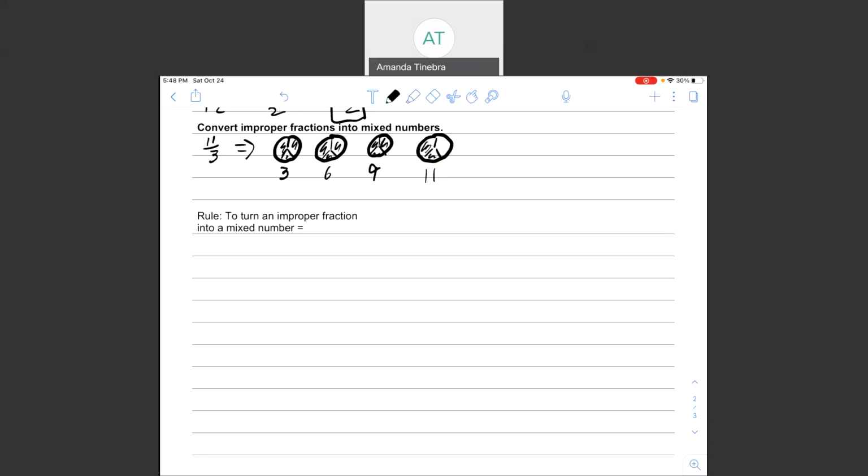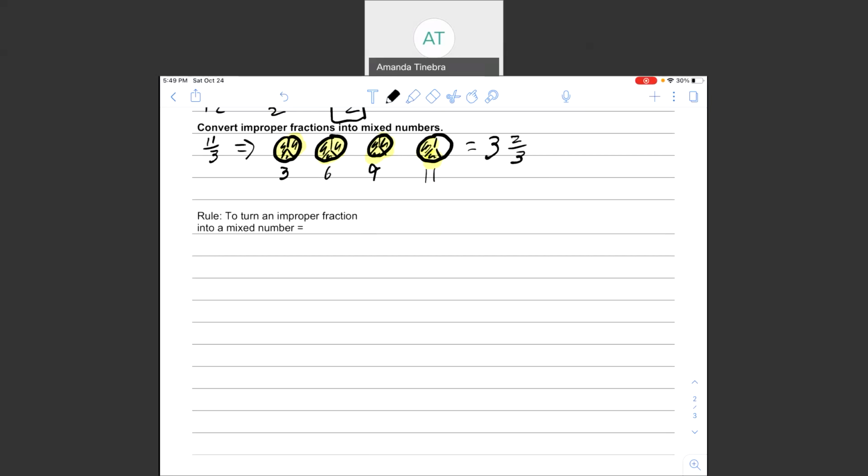Okay, so looking at this, I see that I have 1 whole, 2 wholes, 3 wholes, so my whole number is 3, and then left over I have these 2 sections, so I have 3 wholes and 2/3 left over. Now again, this is kind of a pain. We don't really want to do this all the time. So the rule is actually to use division. So I'm going to show you down here with an example, and then I'll write the rule for you.